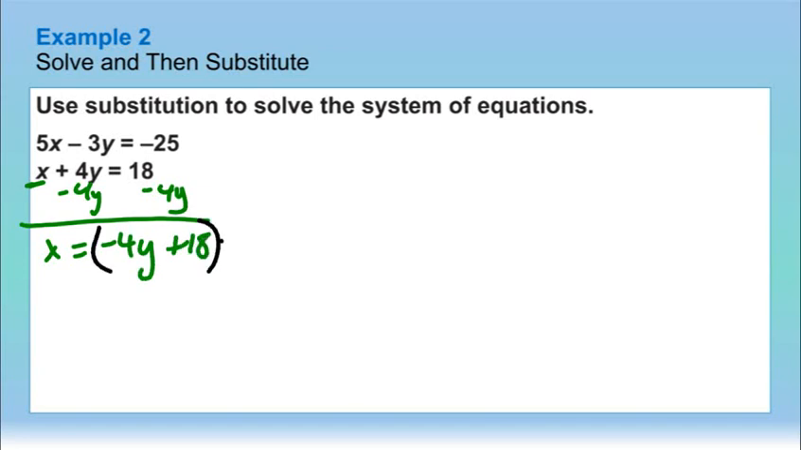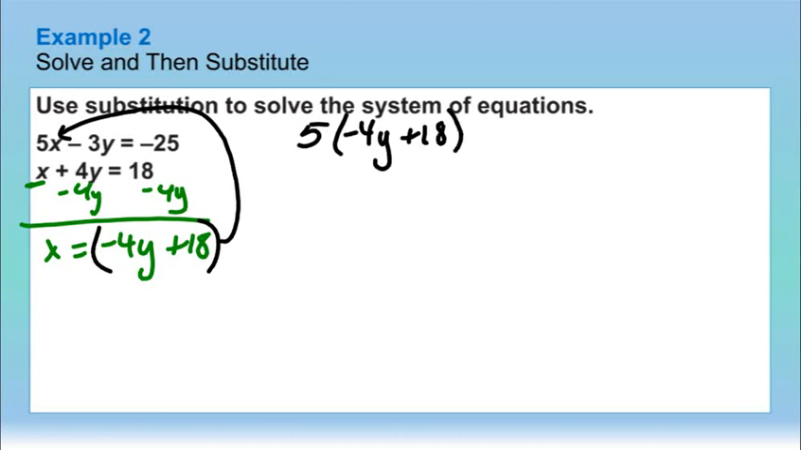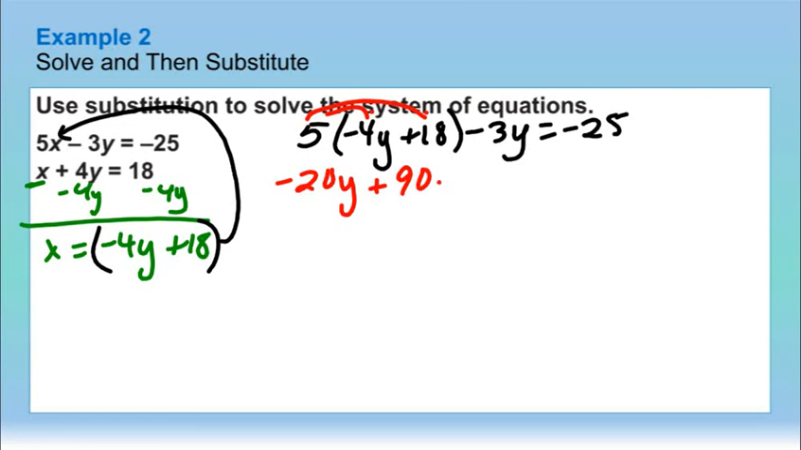This is what x equals, and I'm going to substitute that in for the x in the other equation. So now I have 5 times (negative 4y plus 18) minus 3y equaling a negative 25. Now it's important that you make sure you only have one variable left when you're doing the substitution, which I do. Now I distribute the 5, so this will give us negative 20y plus 5 times 10 is 50, 5 times 8 is 40, so 50 plus 40 is 90, minus 3y equals a negative 25.